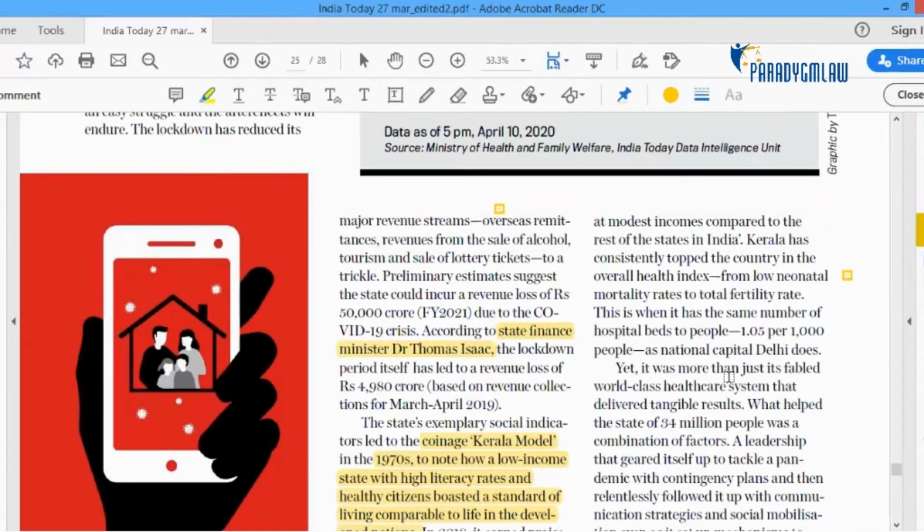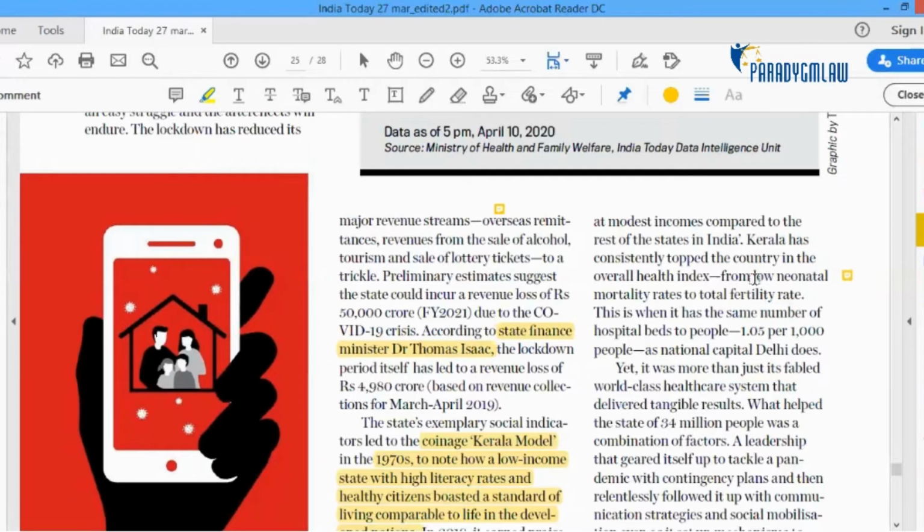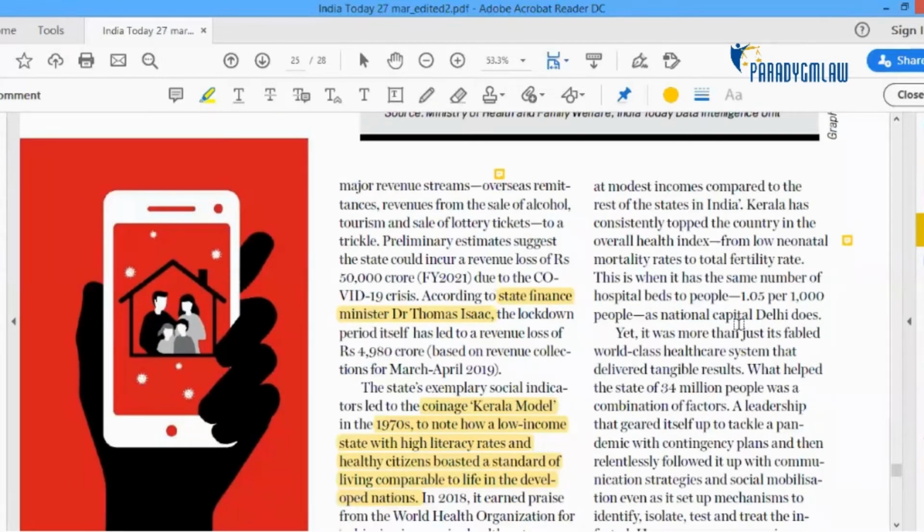Now, presently, Kerala is top in the country in overall health index. We have low neonatal mortality rates, that is nothing but newborn deaths occurring within 28 days postpartum, attributed to inadequate access to basic medical care during pregnancy and after delivery. Now, Kerala has the lowest neonatal mortality rates, and they have also the ratio of number of hospital beds to people is much higher.